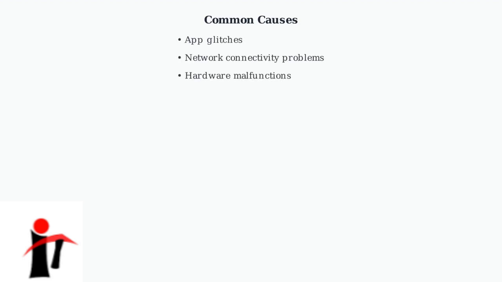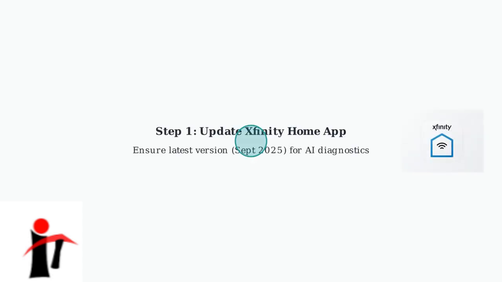Experiencing issues with your Rogers Xfinity camera? The most common causes are app glitches, network connectivity problems, and hardware malfunctions. First, ensure your Xfinity Home app is updated to the latest version, released September 2025, for AI-driven diagnostics.